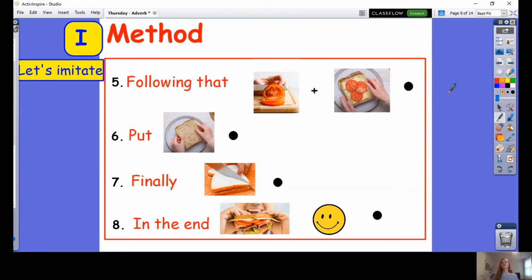Following that, chop a tomato and place on top of the cheese. 6. Put one slice of bread on top of the other to make a sandwich. 7. Finally, cut the sandwich in half with a knife. 8.